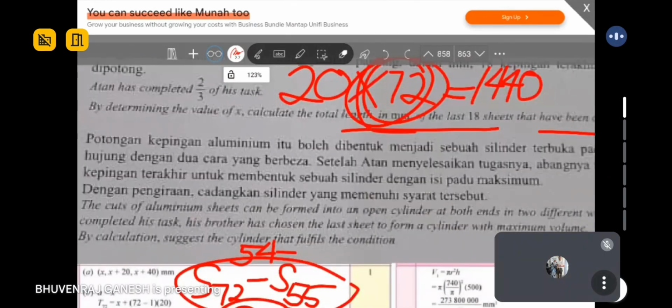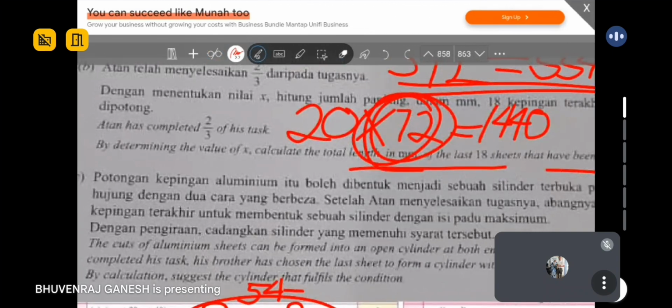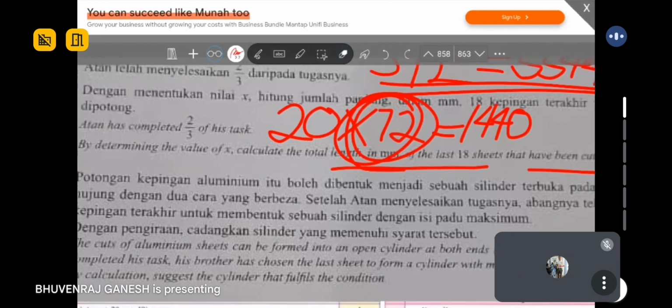Soalan C. Okay, guys, this one also very hard. Susah juga. Okay, so they want you to form a cylinder with maximum volume. Cylinder dengan isi padu maximum. So they ask you two methods, guys. Okay, can you all tell me, how will the cylinder look? Macam mana cylinder tu nampak?